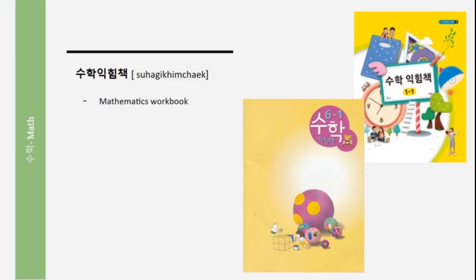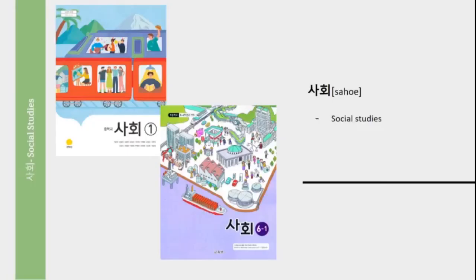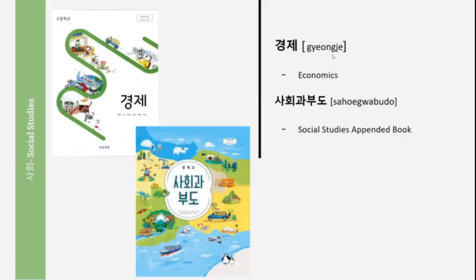Next, 사회. 사회 is just social studies. There are 경제, economics, 사회과 부도, social studies appended books. There are these kinds of books in 사회 or social studies.